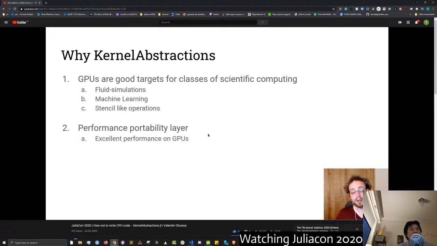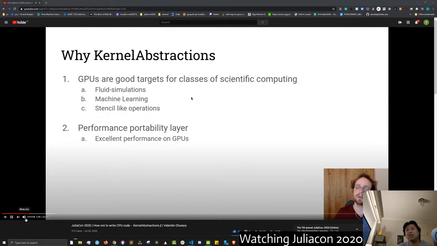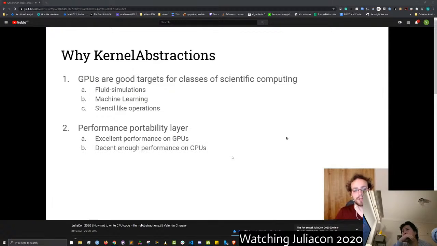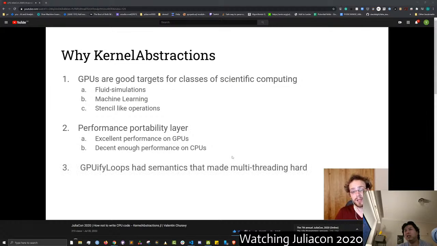We want really excellent performance on GPUs because they are what is driving many modern supercomputers, and that is where most of the flops are. But we can't leave the CPUs behind. We want to get at least decent enough performance on CPUs. I originally worked on a project called GPUifyLoops that had some of the same ideas, but it also had semantics that made implementing multi-threading support very hard. And so we went back to the drawing board and looked at what we need to change. And so that's how KernelAbstractions came about.